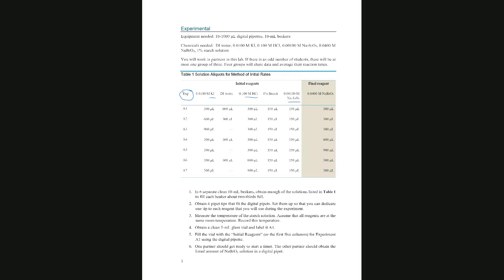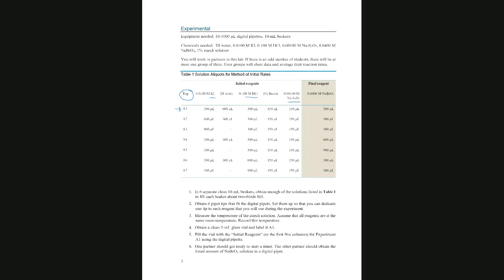So the experiment goes that you add 300 microliters of this. Let's look at A1. 600 microliters of water, 300. You will need to use this table for the first calculations. And then how the experiment goes if you are really in the lab doing this.